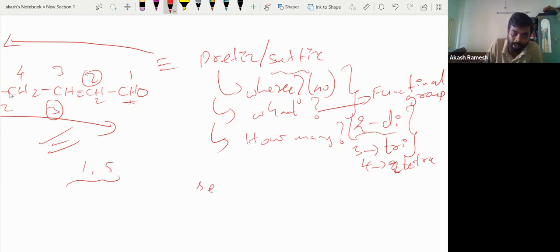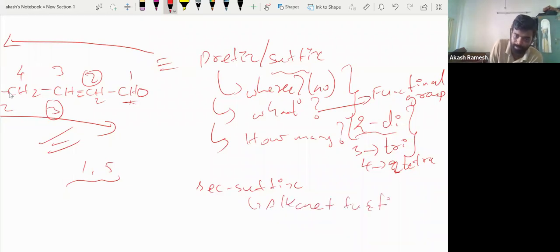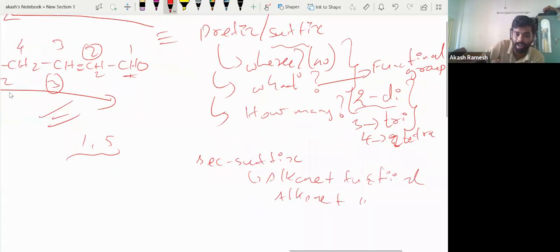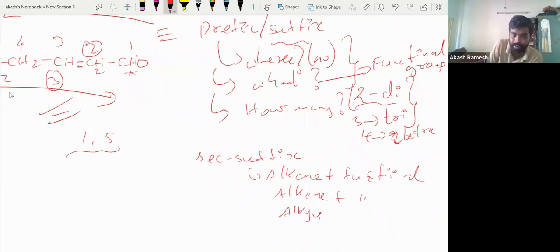We talked about something called the secondary suffix, right? Primary suffix is very simple. Now, guys, the secondary suffix will come only when I have an alkane plus another functional group, or an alkene plus a functional group, or an alkyne plus a functional group. When you have a functional group, all these things are possible. Now, what are the secondary suffixes?